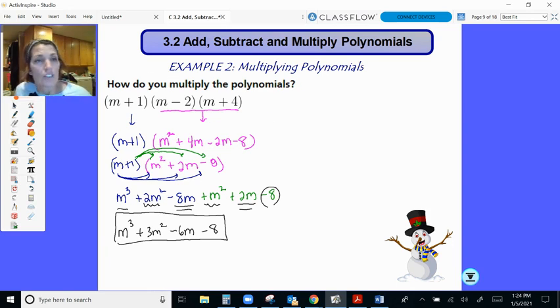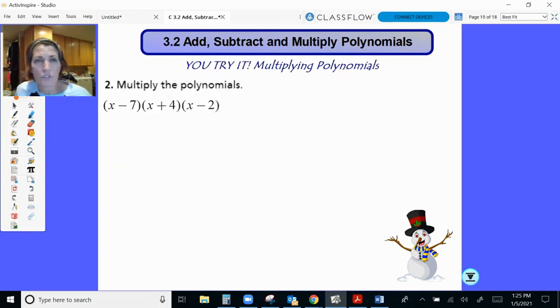Okay, so the biggest thing here is it's not super hard. It's just kind of tedious. Make sure you keep track of your terms. All right. So again, you might want to just pause this, try it on your own, see how you do, and come back.